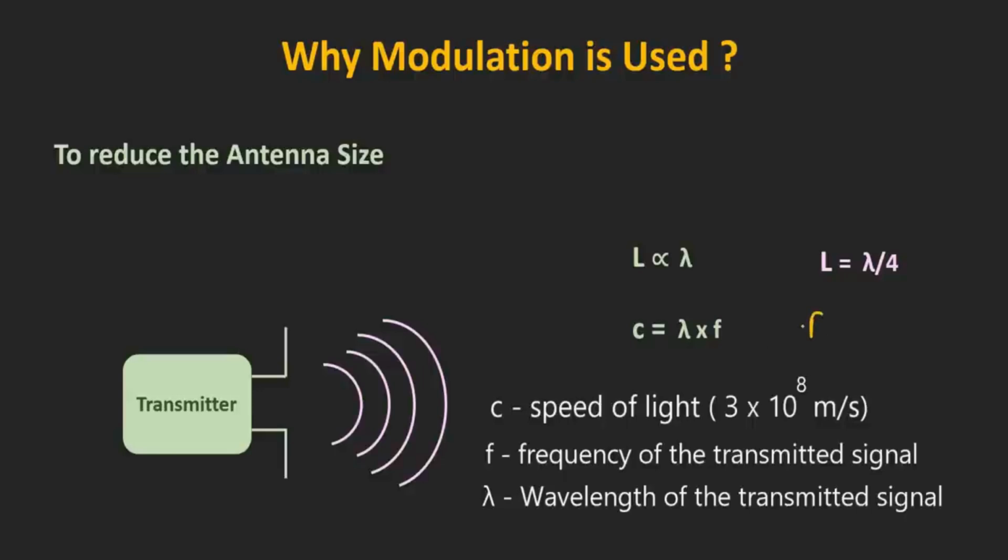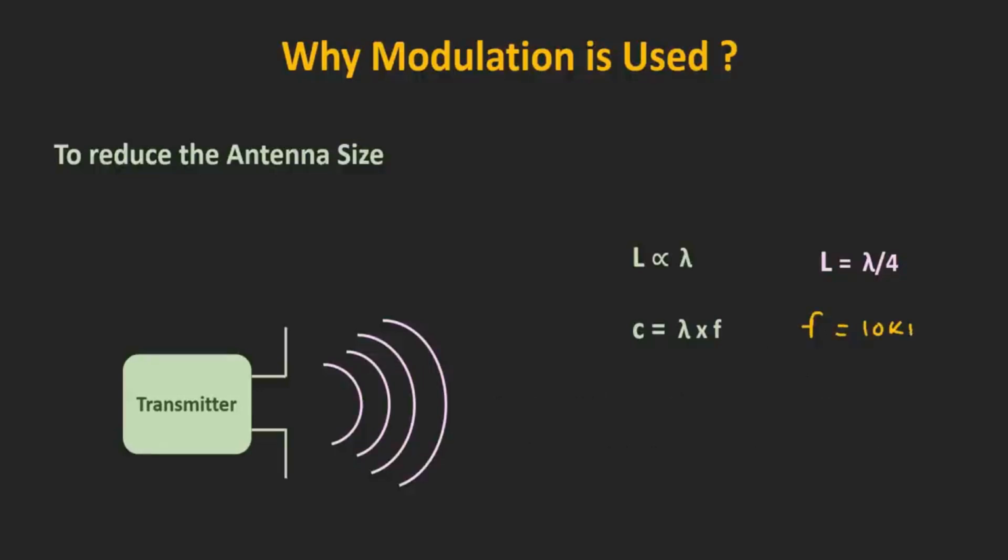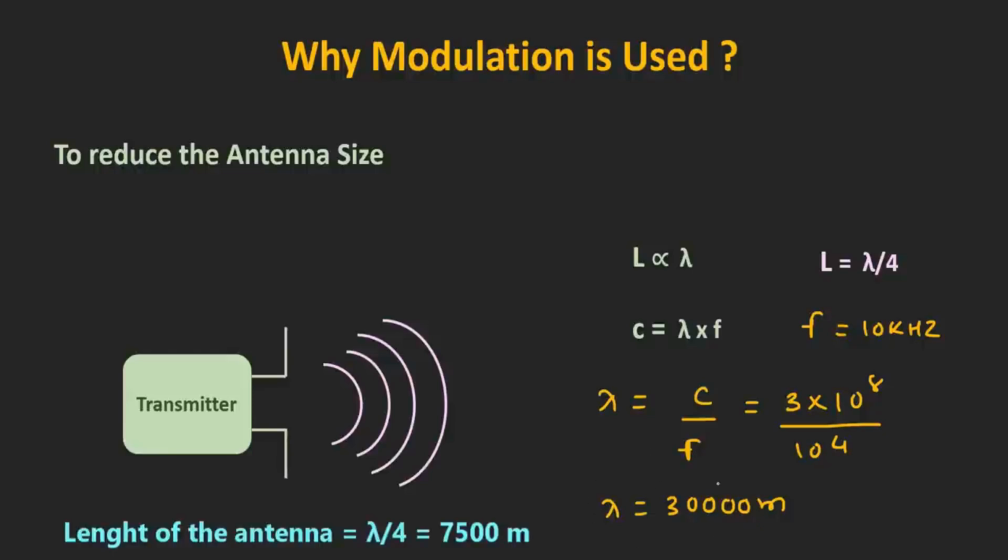For example, if a transmit signal has a frequency of 10 kHz, then its wavelength will be equal to c divided by f. That is equal to 3 into 10 to the power 8 meters per second divided by 10 kHz. If we calculate the wavelength, it comes out to 30,000 meters. And if the size of the antenna is a quarter of the wavelength, then the length of the antenna will be around 7,500 meters. And this size is actually impractical, right?